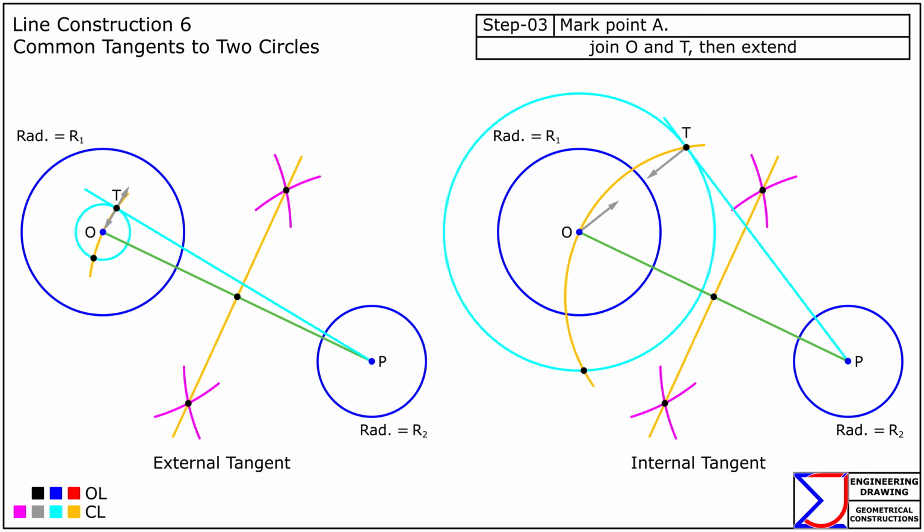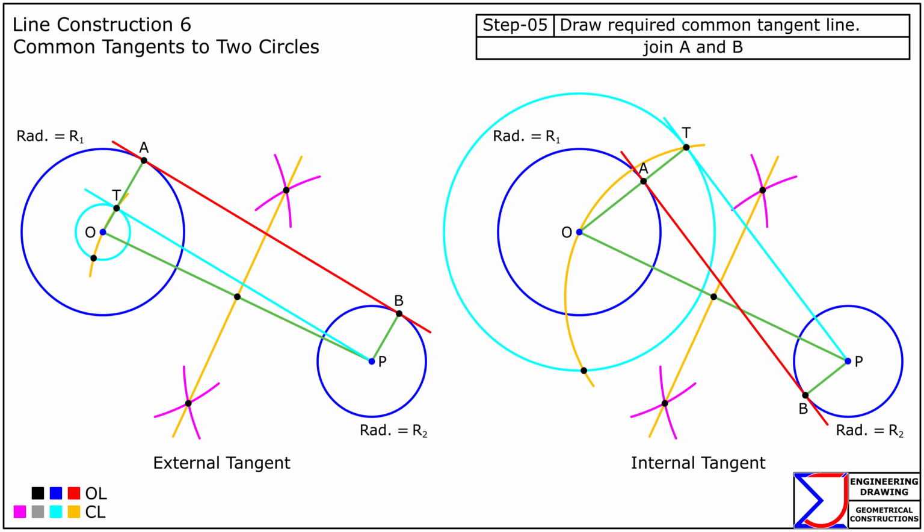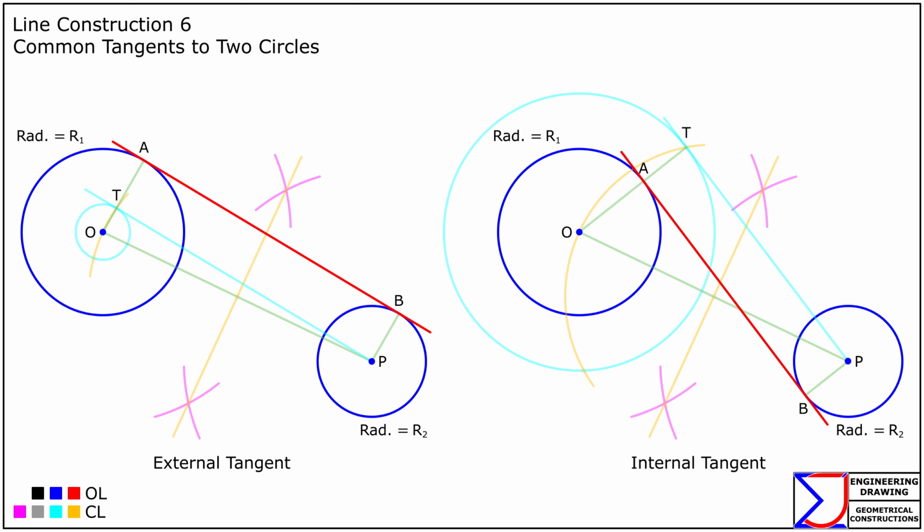After that, join O and T and extend it to meet the first circle at point A. Then, through P, draw a line PB parallel to OA, intersecting the second circle at B. Finally, join A and B. The line AB is the required common tangent to the two circles. This method is systematic and works well for both external and internal tangents.